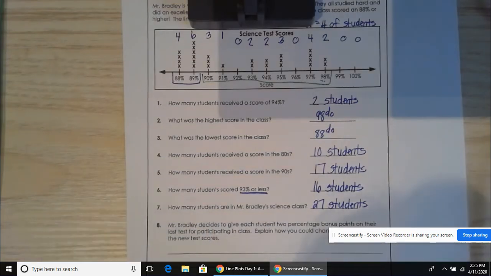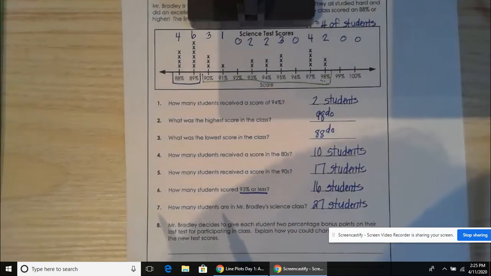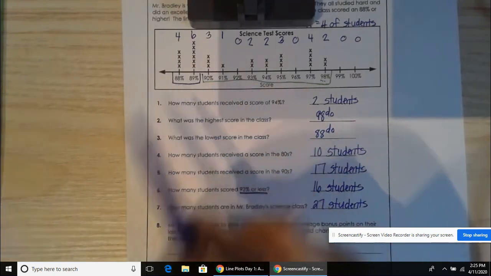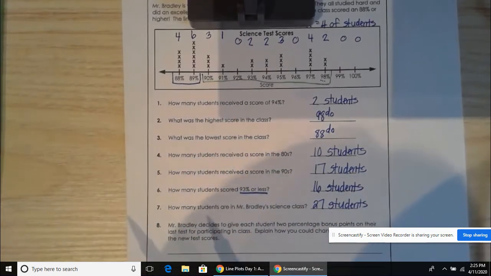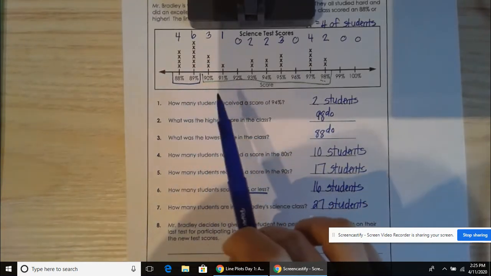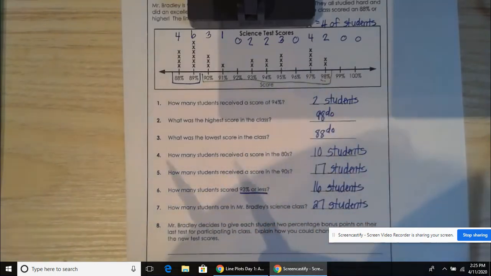So for something like this, we're going to look at all of the percentages across our bottom, and we're going to add 2 bonus points for each. So 88 would then be 90%, 89% would then be 91, 90% would be 92. So if you see the pattern, you'll be adding 2 percentage points to each score.